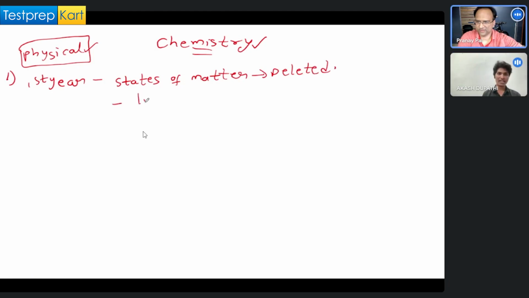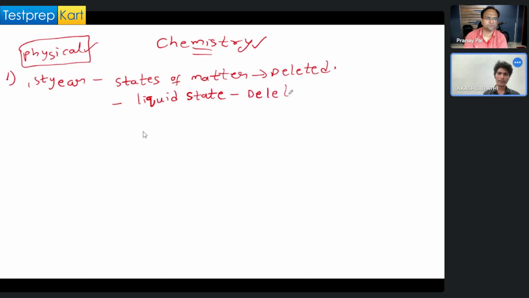And the second chapter, that is liquid state, is also deleted.